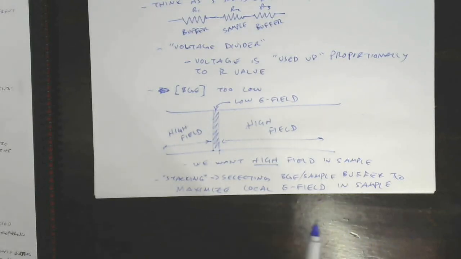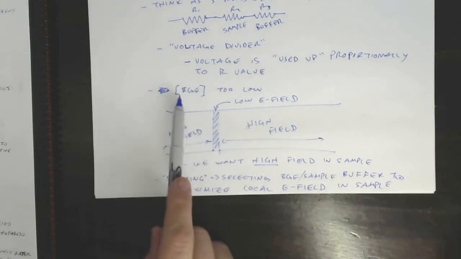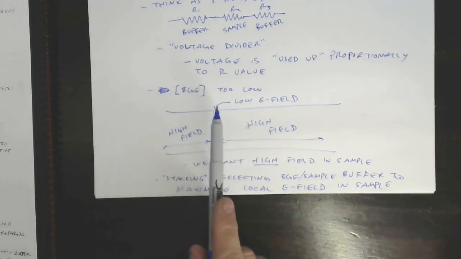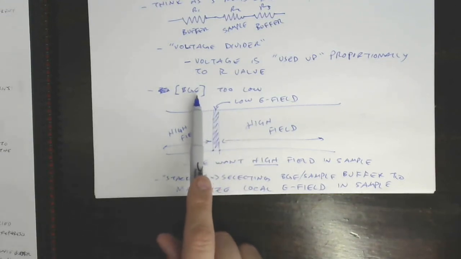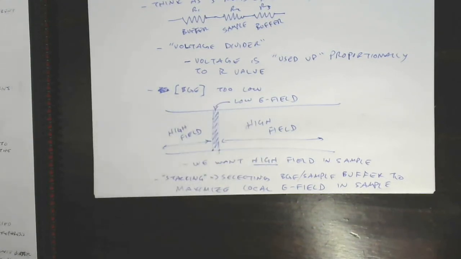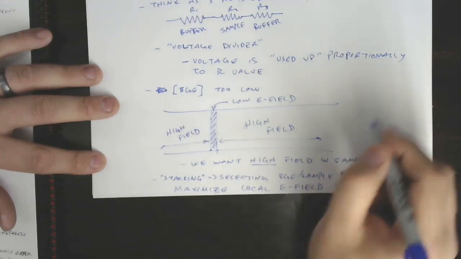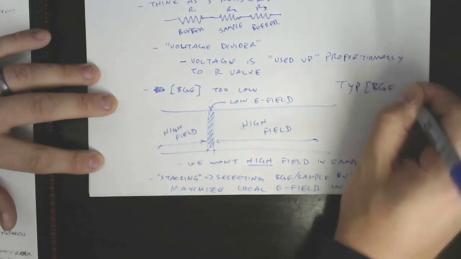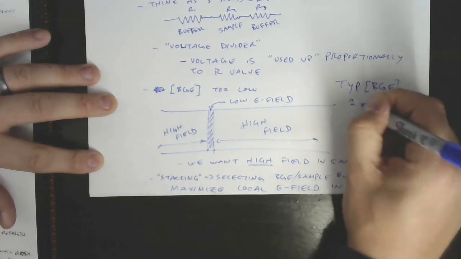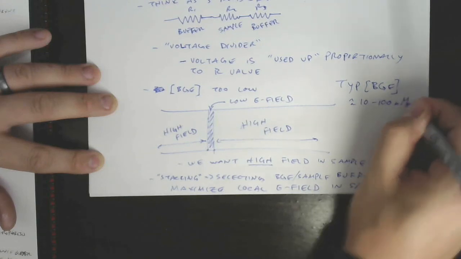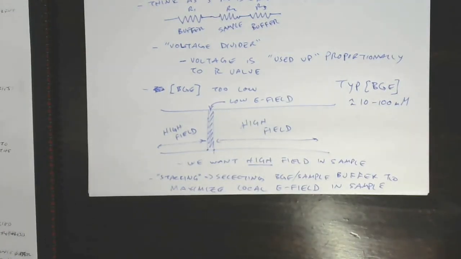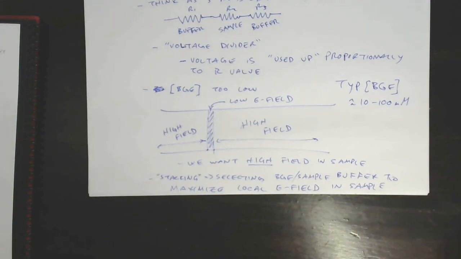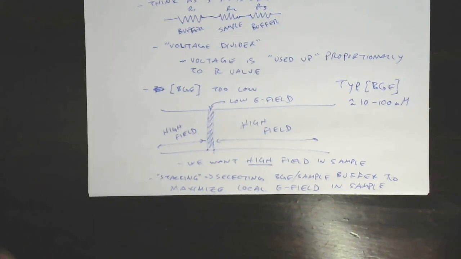is often referred to as destacking, right? So if your BGE concentration is too low, you're going to end up with a disproportionate electric field that doesn't affect your sample very well, and we call that destacking. So just to put a number on this, a typical concentration of the BGE would be on the order of 10 to 100 millimolar. That's usually what we're talking about. Okay, we are going to talk in the next video about injection methods and detectors for CE.